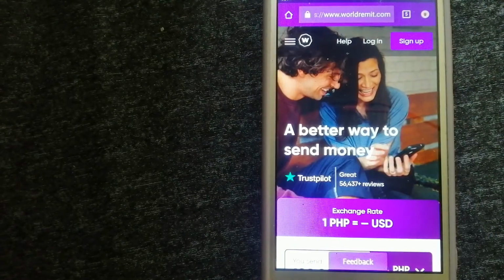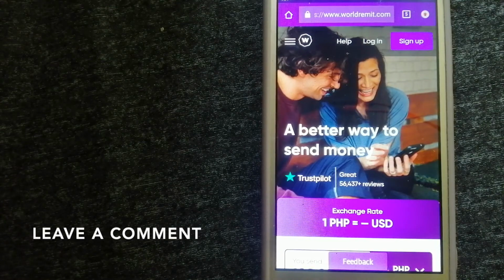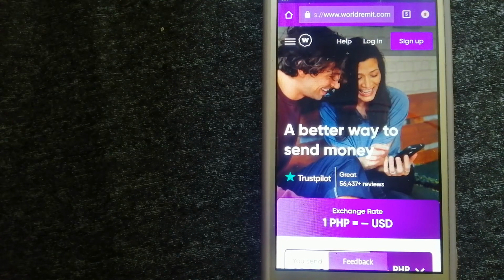The next option is WorldRemit. It is a fast and secure service that lets you transfer money online using a computer, a smartphone, or an app. It provides international money transfer and remittance services in more than 130 countries and over 70 currencies. They are changing the way people send money abroad, and they are taking something complicated and making it simple.